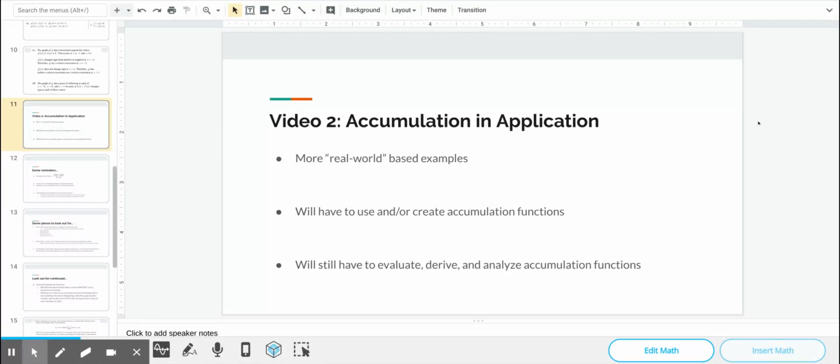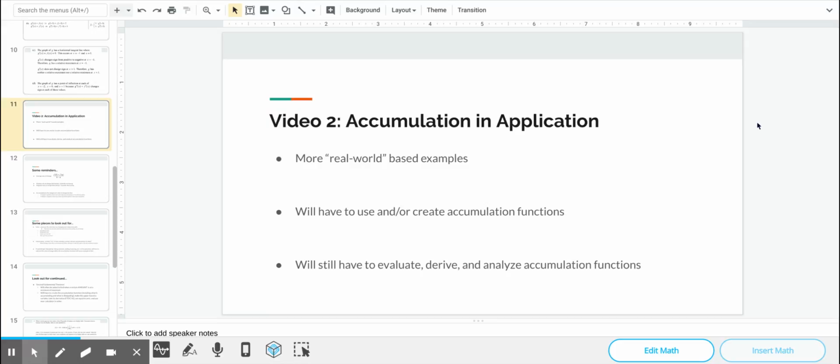So the second video is more about an application. The first video was all about analyzing a graph. This is more about real world based examples. I'm using quote unquote real world because some of the examples may seem a little bit silly, but they really do get the point across as to what these accumulation functions can do for us and how we can use them. So what we're going to have to do is definitely use or possibly even create accumulation functions based off of the scenario that we're given.